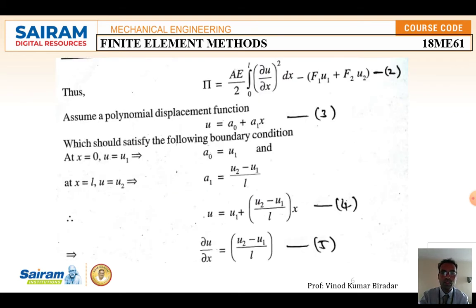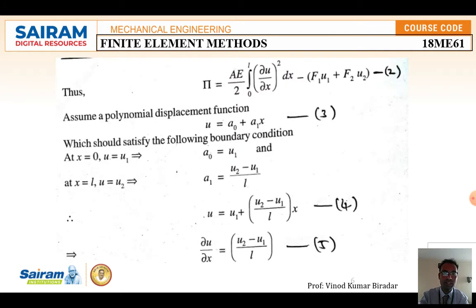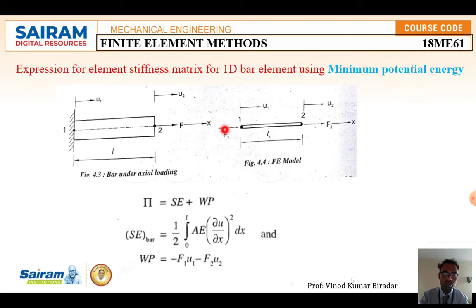So strain energy for the bar is half of the integration from 0 to L of AE (du/dx) whole square dx. This is the energy which is stored in the given bar, and work potential is due to the external force. Here, how many forces are acting in this problem? Two forces, one at node number 1 and one at node number 2. Work done by the external force we consider negative, so work potential is equal to minus f1 u1 minus f2 u2.